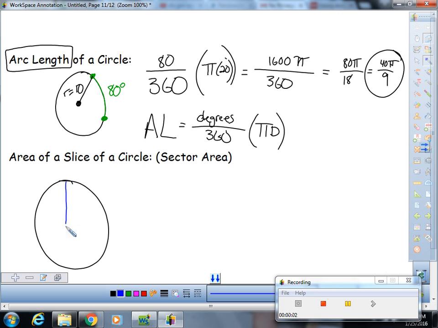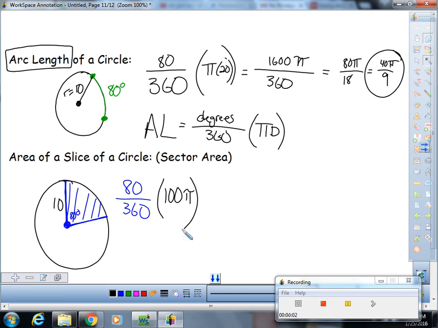Okay? So the area of a slice of a circle, very similarly, if we wanted to find the area of this, here is the center, and let's say this is, again, 80 degrees. Well, this is 80 over 360, let's say our radius is still 10, times pi r squared, times 100 pi. Okay, and that would also simplify, and I'm not going to waste your time to do that, because I don't have a calculator and I don't feel like it. So, what's the area of a slice of a circle? So this was arc length.